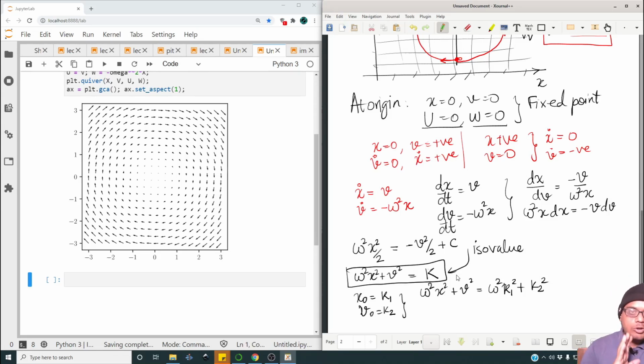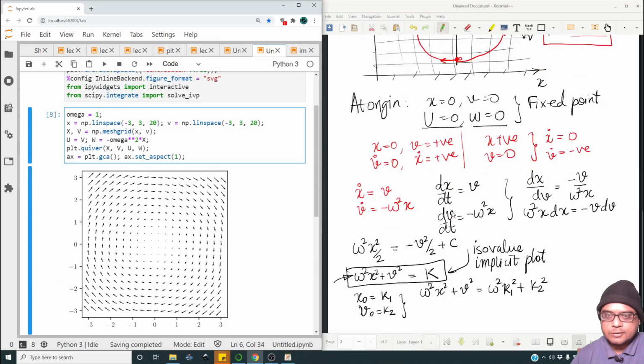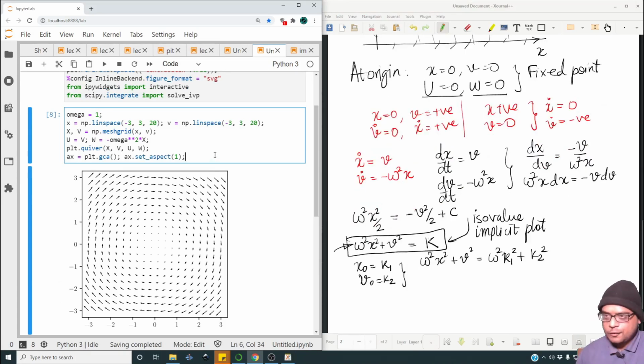So now it all boils down to finding out the ISO values of this particular implicit function. Essentially, we've landed up with a situation where we need to do an implicit plot. So let us go ahead and do that. Let me go to this code over here.